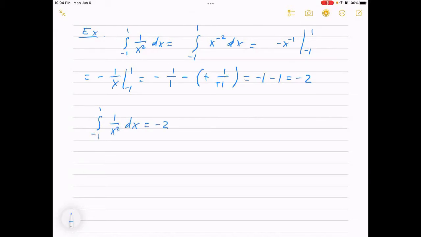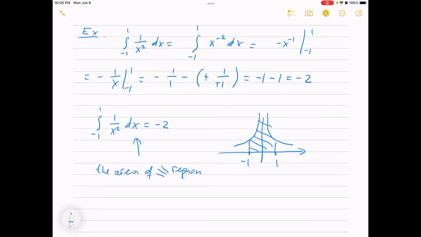Look ahead. If you look at the graph of 1 over x squared, it's going to look something like that. We're looking at the interval from -1 to 1, so this integral represents that shaded area. So that integral equals the area of that shaded region, because on the interval from -1 to 1, the function is positive. So definitely, the area cannot be equal to -2.